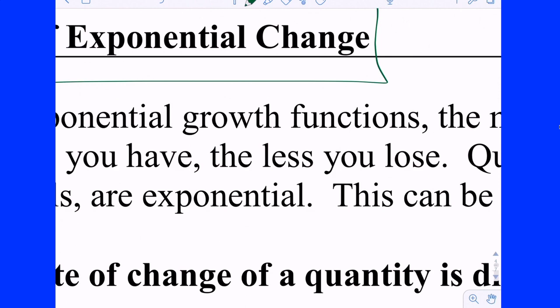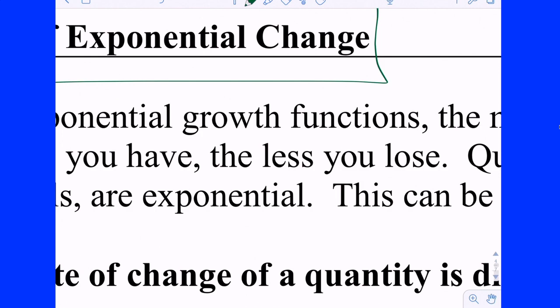You have $1 in the bank and you're earning 5% interest a year. You come back a year later and how much do you have? $1 and 5% of $1, which is 5 cents. So you have $1 and a nickel. But if you put $100 in the bank and you come back at 5%, you now have $5. Okay, so you earn more money. The more you have, the more you get.